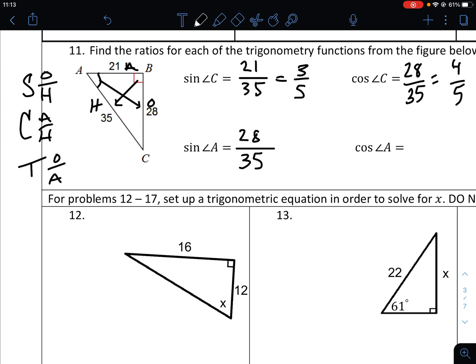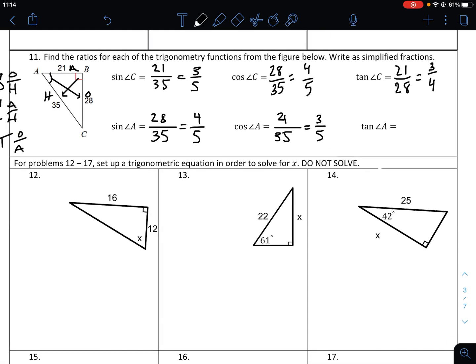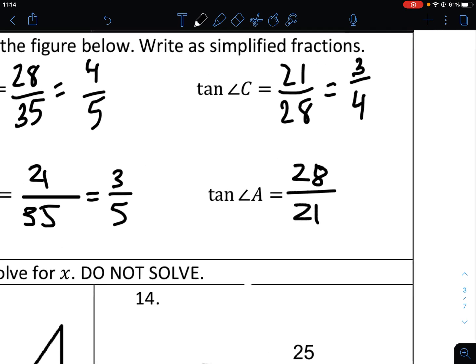Notice it's the same as cosine of angle C, reduces to 4/5. Cosine of angle A, adjacent over hypotenuse, 21 over 35, the same as the sine of angle C, which is reduced to 3/5. And then finally, the tangent of angle A is opposite 28 over adjacent 21, which is the reciprocal of the tangent of angle C, which reduces to 4/3.